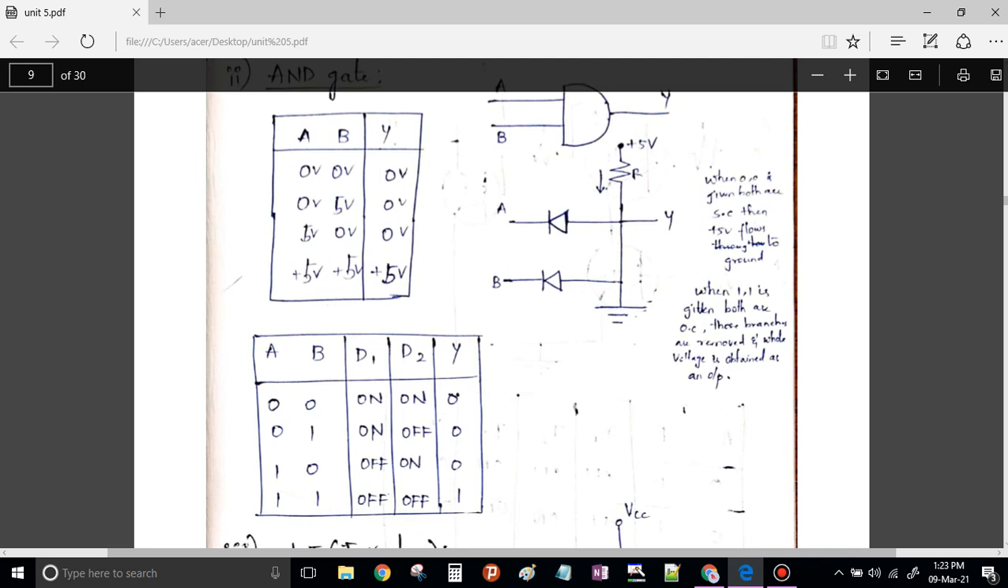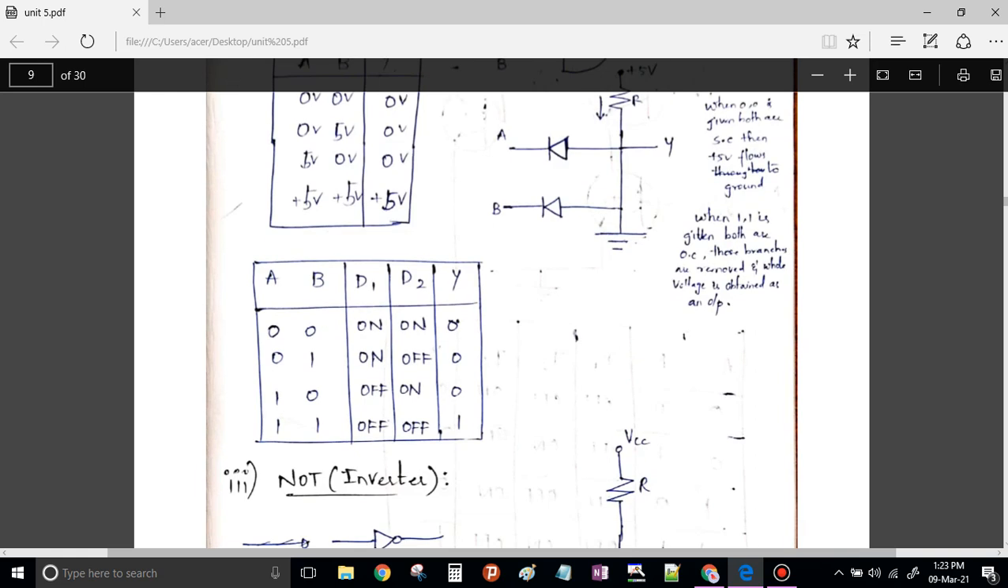You can see here whatever I said, this is a tabular representation of the same. When both are 0, both are on, all the voltage goes to ground, output 0. When any one is 0, it is forward bias, again all the voltage goes to ground. When both are 1, the circuit will be open circuit and nothing is getting grounded. All the 5 volts, along with this voltage drop, the remaining voltage will come at the output side. So this is how the realization of the AND and OR gate which we have seen.